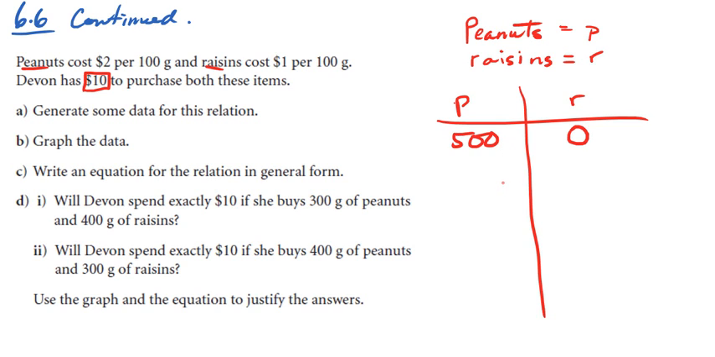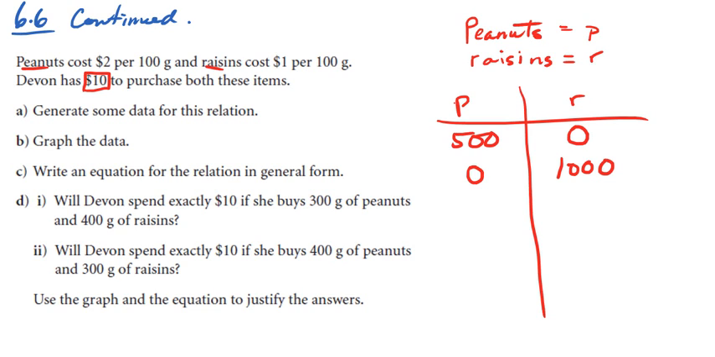Now you don't even have to put the unit if you don't want. We know it's in grams, so just 500. So does everyone see how if Devin spent all of his money on peanuts, he could get 500 grams of peanuts and 0 grams of raisins? We're good? Now, could he spend all his money on raisins and get 0 peanuts? Probably. So $1 per 100 grams. So he can have how many grams of raisins? 1,000. Okay, good. Are you guys good so far?